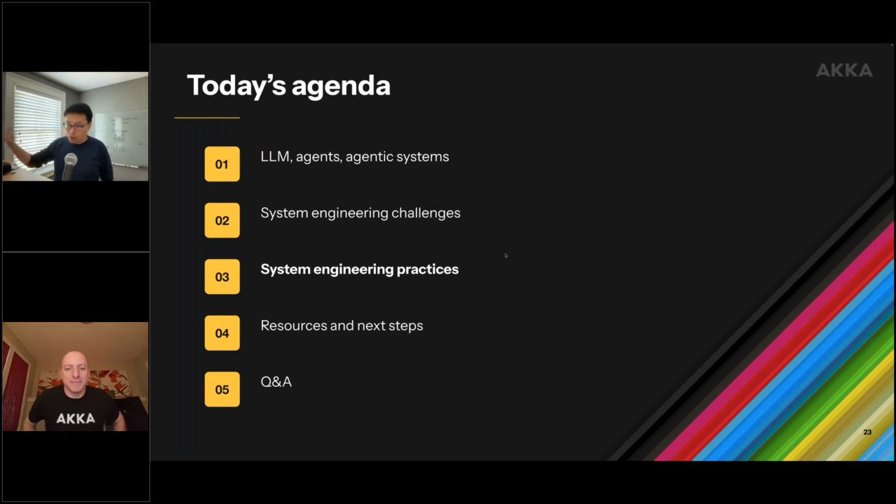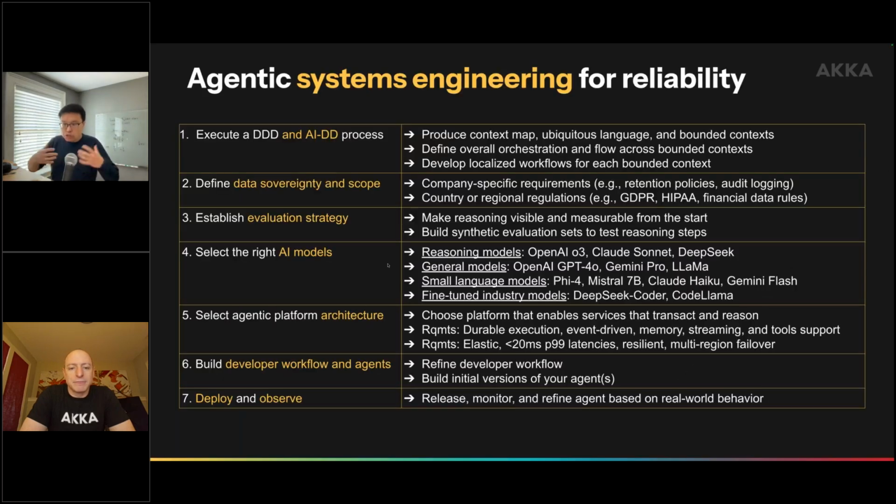Okay. Well, Tyler just walked through the challenges of building agentic systems, and now I want to talk about the practices for how you address those challenges. In terms of engineering agentic systems for reliability, I'd suggest this process. The first is to execute your standard domain-driven design process and add on an AI-driven design process, which makes you aware of all the different nuances of deploying large language models, which are hideously expensive, slow, and stochastic. I'll talk a little bit more about them in a minute.